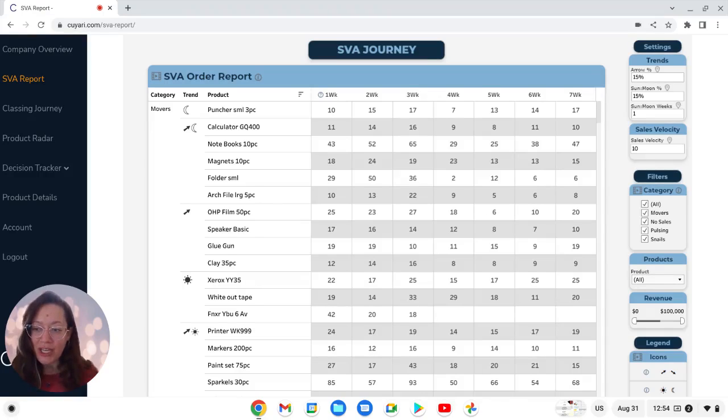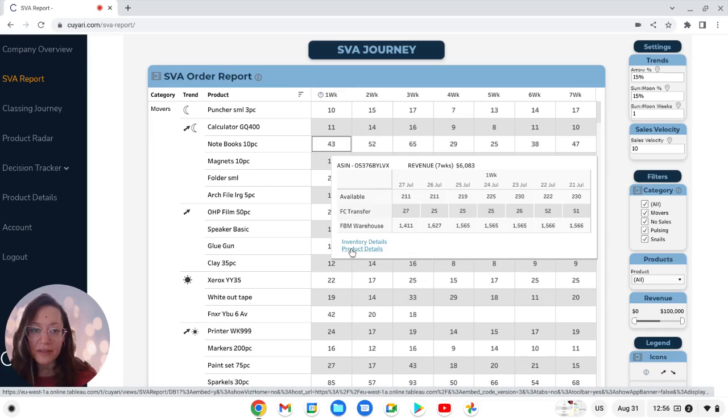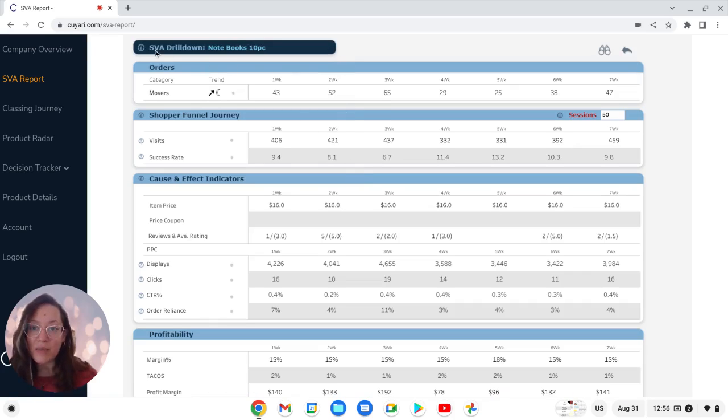Now let's take a journey through the buying funnel, ordered in the steps the potential buyer takes from visit to purchase, so we can see the information needed to make actionable decisions on the product level. In order to see key metrics pertinent to any particular item, hover over one of the weeks and click on product details.